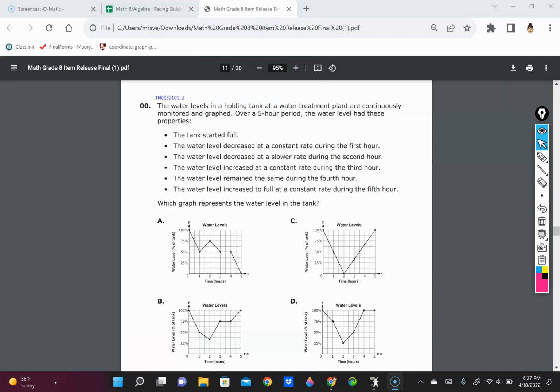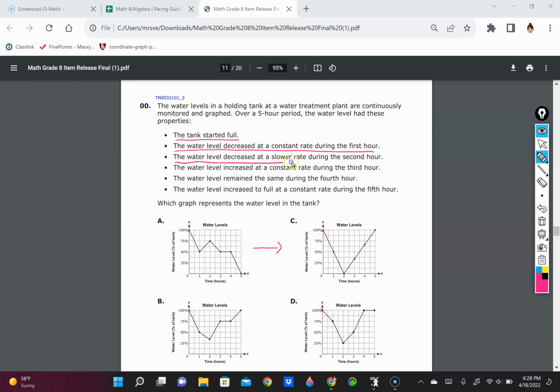The water levels in a holding tank of water at the treatment plant are continuously monitored and graphed. Over a 5-hour period, the water level had these properties. The tank is starting full, so if you look at all these graphs, they're all starting at 100%. Remember, we read a graph left to right. The next one is the water level decreased at a constant rate. So this one's showing that it's decreasing, this one's showing that it's decreasing, this one, and this one.